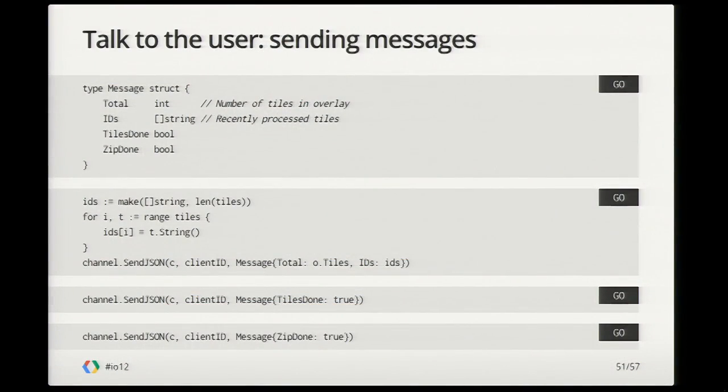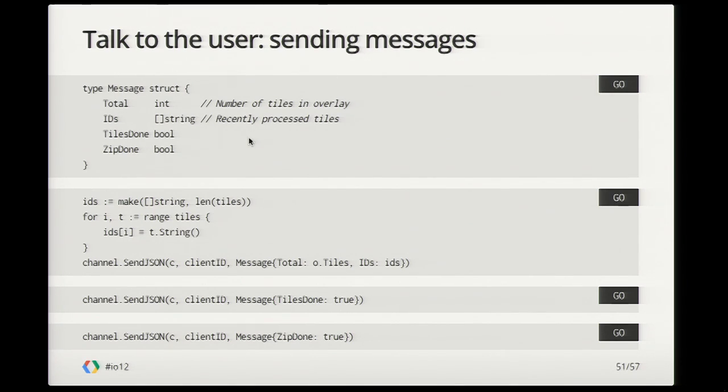So in our app, Go's support for JSON encoding of native data types makes it really clean and nice. We just define a message struct, which is the structure of the message we want to send to the client. And then we use this send JSON function to send a JSON encoded version of the Go data structure to the client. Now, our message struct contains 4 fields.